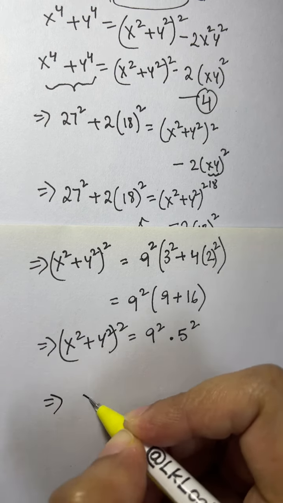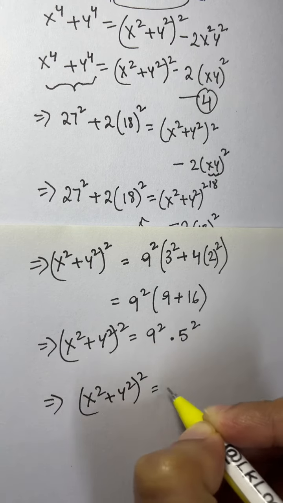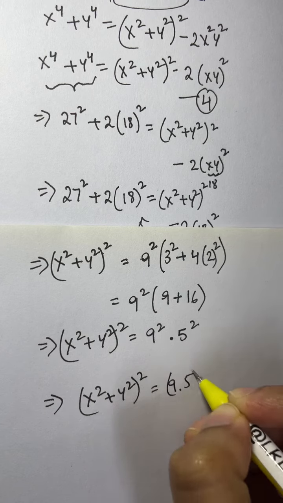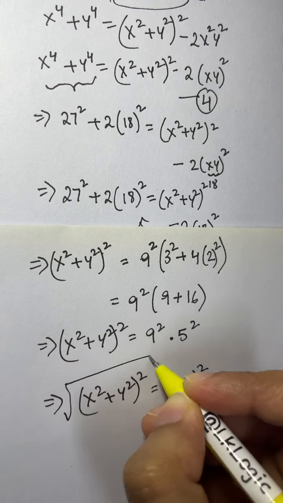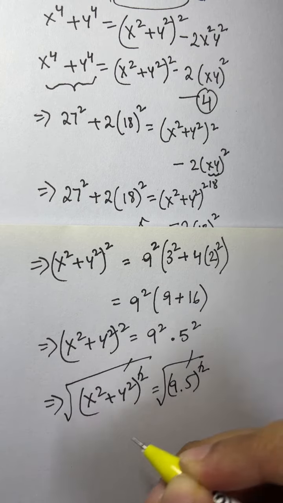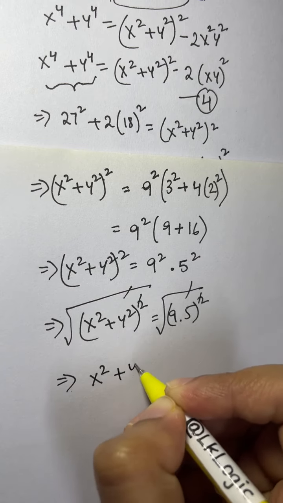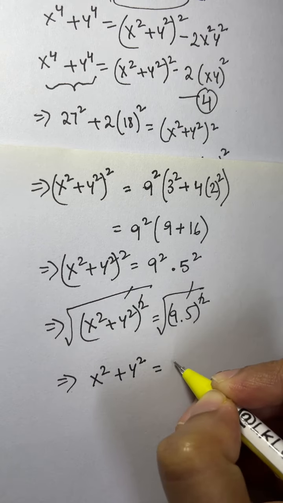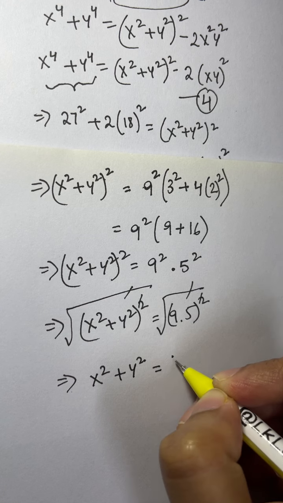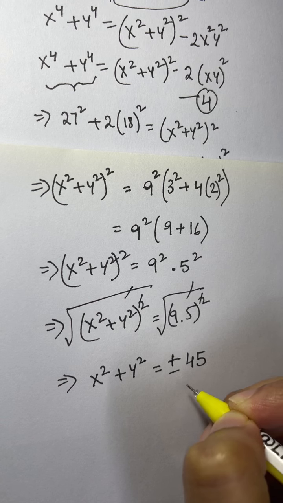Now let me write it down like this. x squared plus y squared, the whole square, is equal to 9 times 5, the whole square. Now take the square root on both sides. Cancel out the square roots and squares. So you're left with x squared plus y squared is equal to 9 times 5, which is 45. It is plus or minus 45.